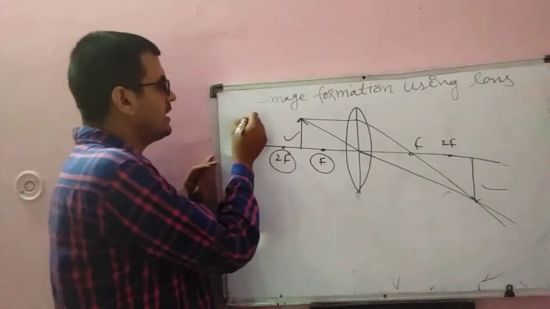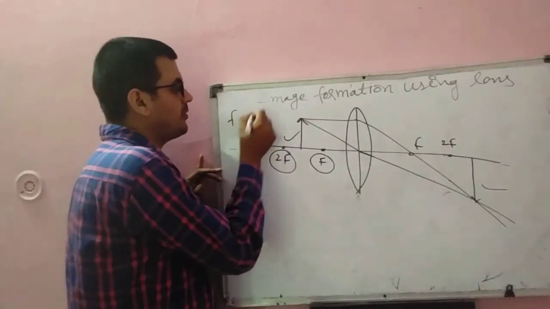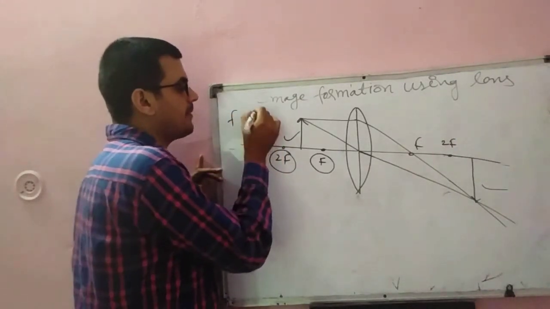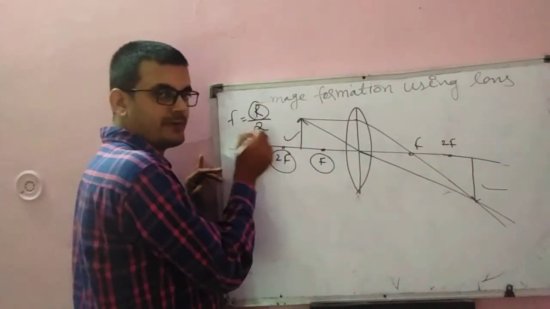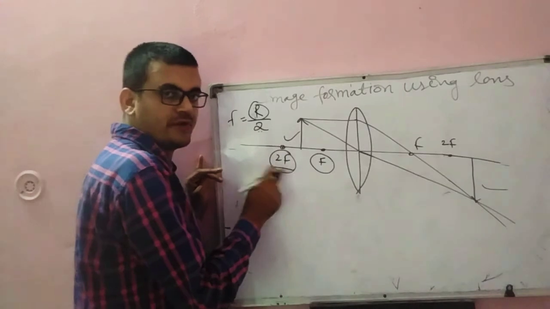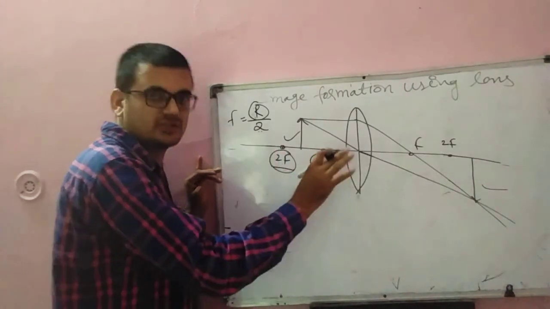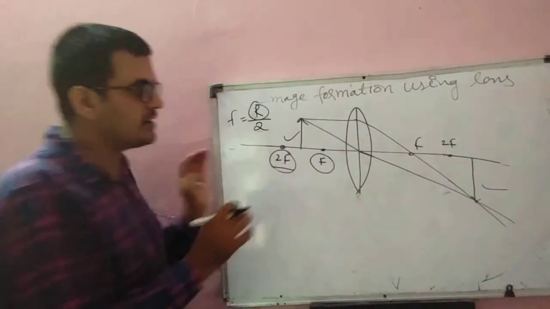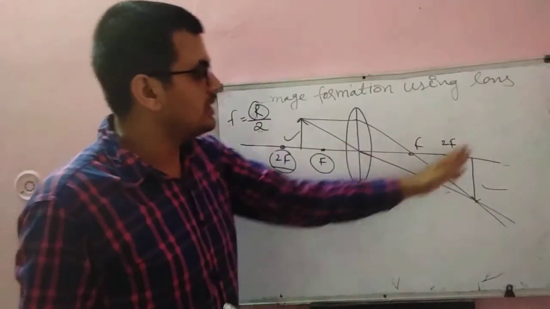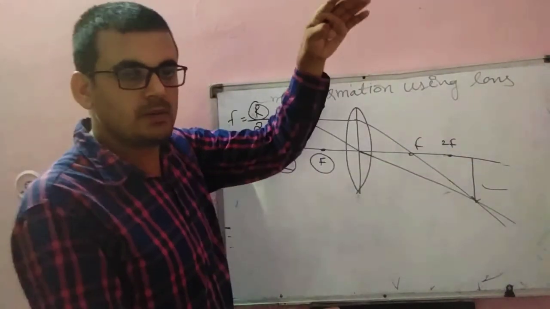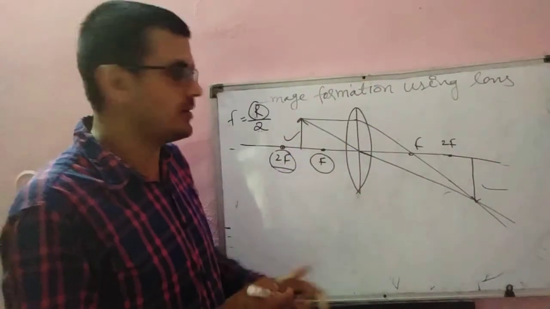The image will be real, inverted and magnified when we place the object between focus and center of curvature. Beta, remember, focus is always half of the radius of curvature, so the radius of curvature will be twice of f. That's why I have written 2f here. Okay, this is the center of curvature or radius of curvature. So when our object is in between these two, the image will be magnified, real and inverted.